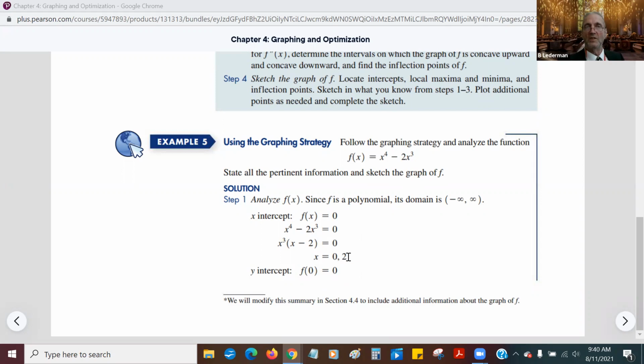How do we know it's (2, 0)? That's what an x-intercept is, when y equals 0. So we know that there are 2 intercepts. It goes through the origin and it goes through (2, 0). Those are the only intercepts. And now that's algebra. Now we're going to go to step 2, which is calculus.